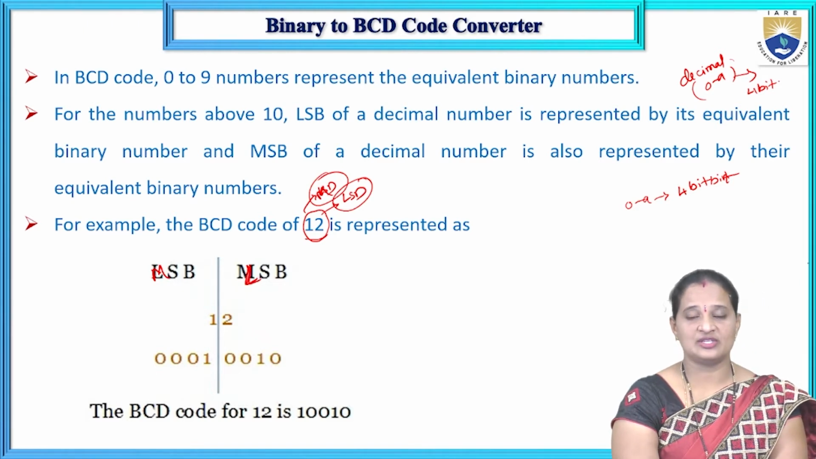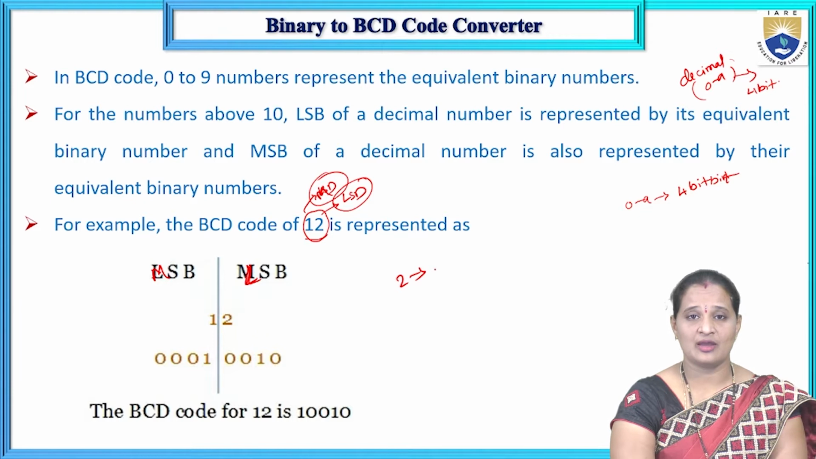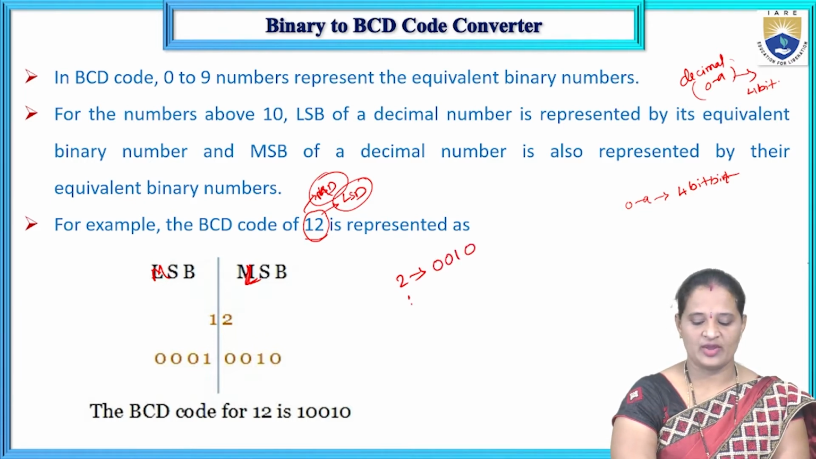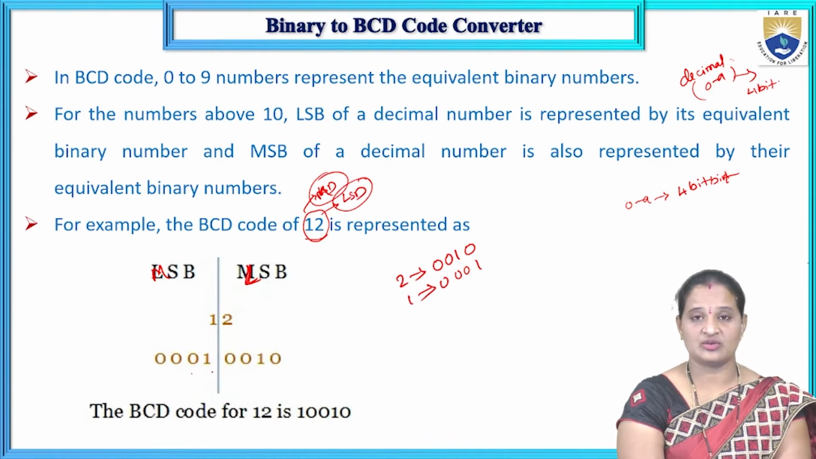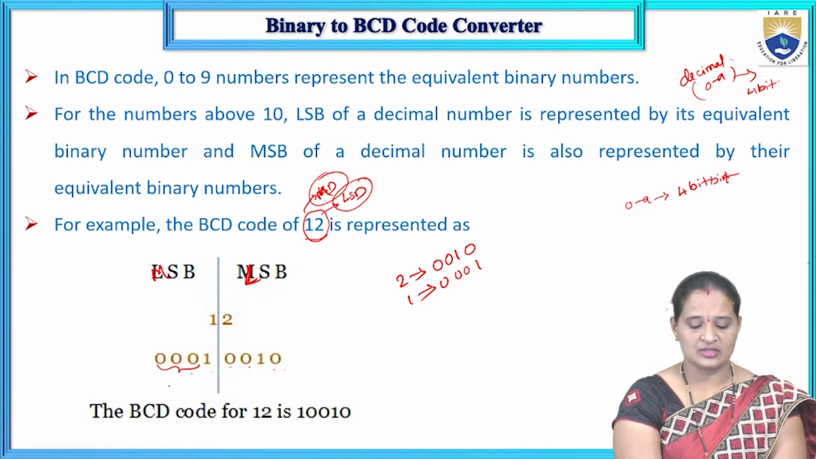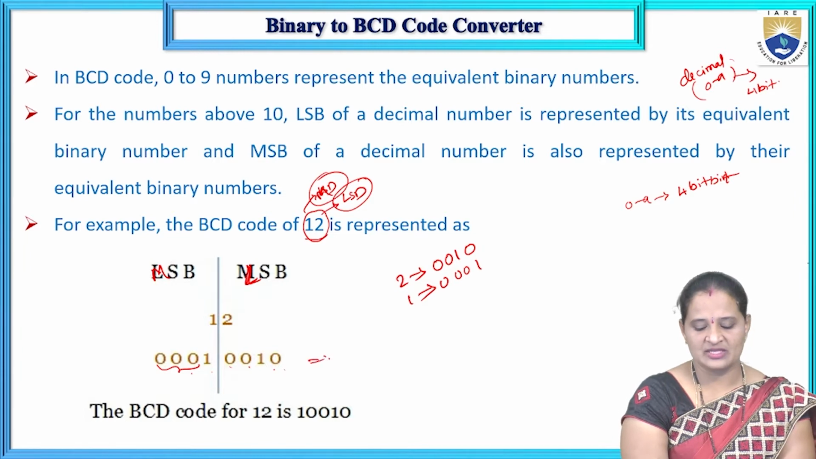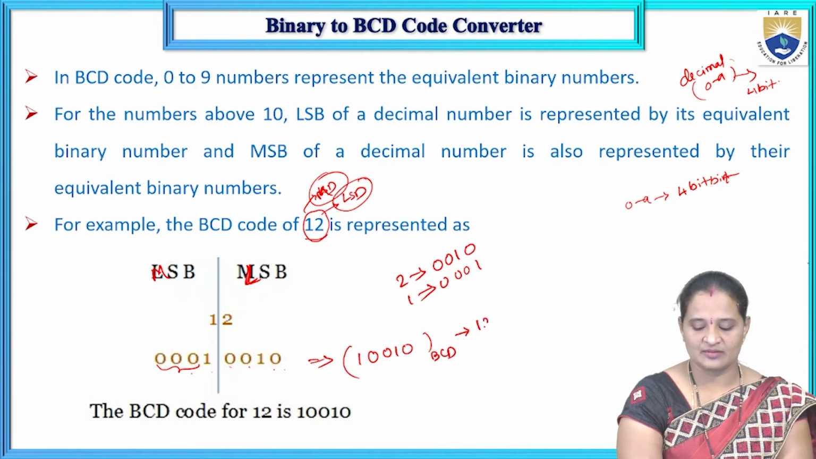Here each digit should be replaced by its 4-bit binary equivalent. 2 can be represented as a 4-bit binary number as 0010, whereas 1 can be represented as 0001. So the most significant digit 1 is replaced by its 4-bit binary equivalent 0001, and 2 is replaced by its 4-bit binary equivalent 0010. As the zeros in the leading position do not have any value, I can remove them, and hence the BCD code for 12 is 10010. So this is the BCD code for the given decimal number 12.